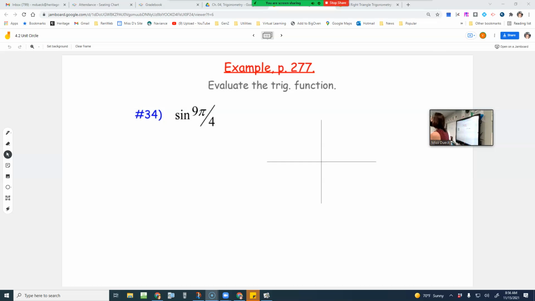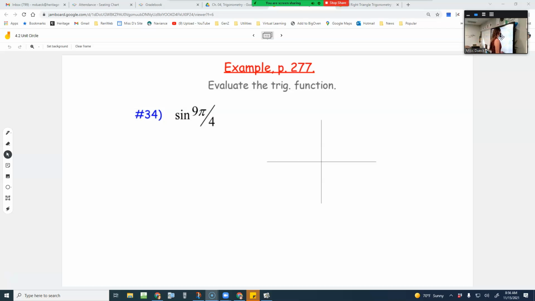The example that's on the screen is going to help you for number 7 and for number 25. Because number 7b is an angle not expressly on your unit circle, and number 25 is an angle not expressly on your unit circle. However, the unit circle can still be used. But how? Kiddos, where is 9 pi over 4?